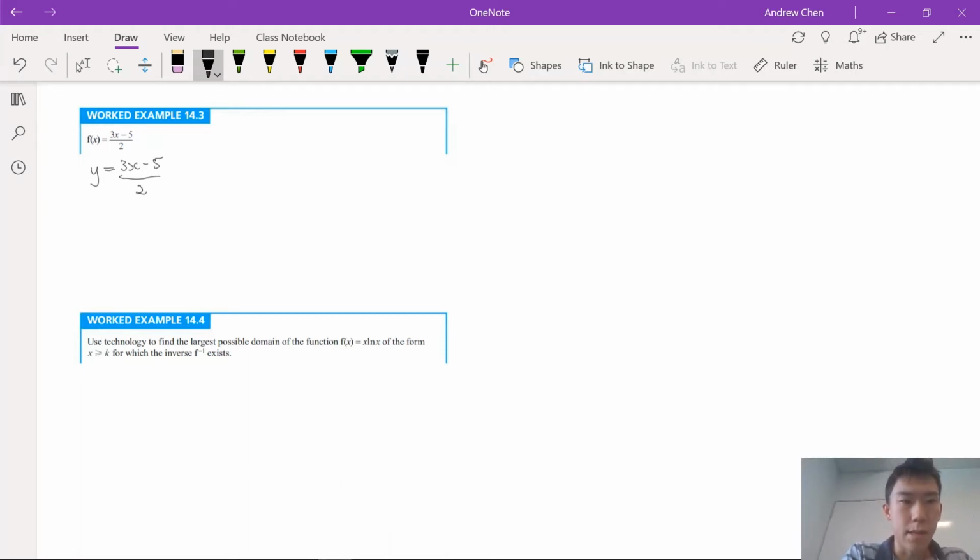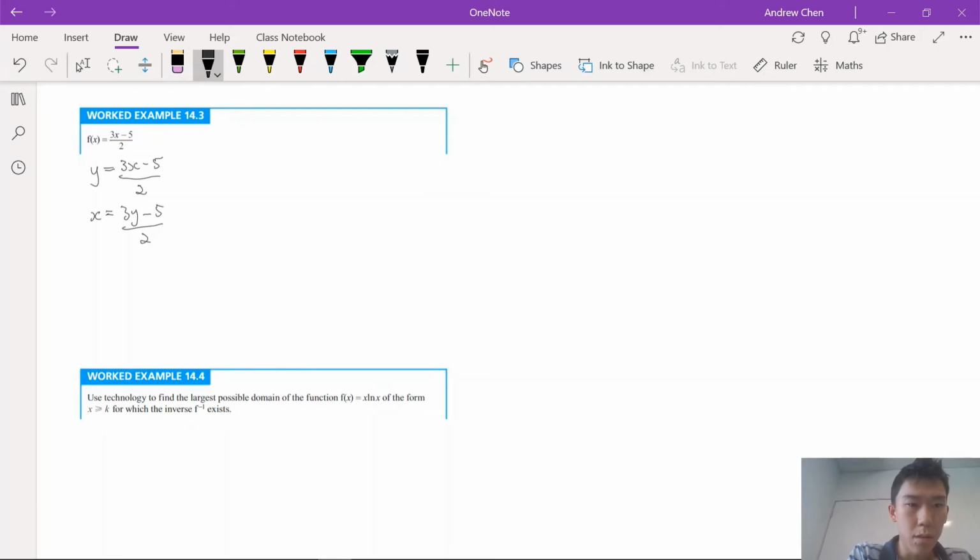And then the next step is to literally swap x and y. So it's going to be x equals (3y − 5)/2, and then your final step is to rearrange everything for y. So 2x equals 3y minus 5, and then I'll just go straight to y equals (2x + 5)/3.